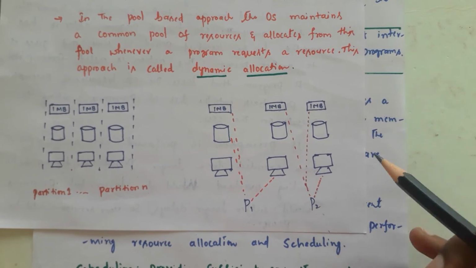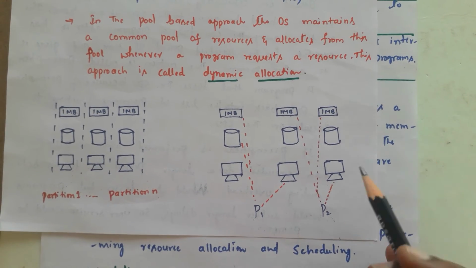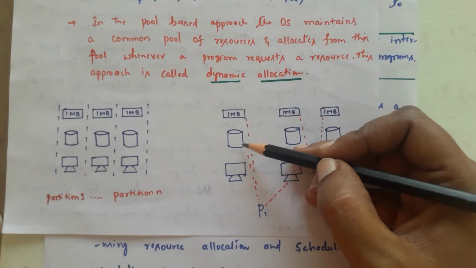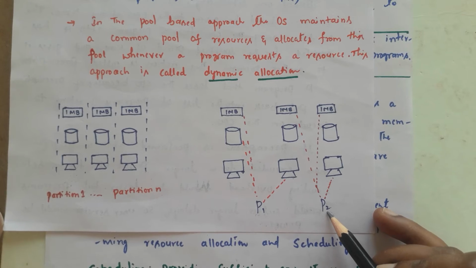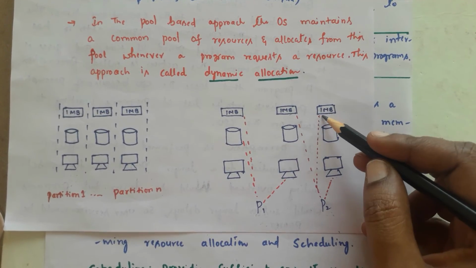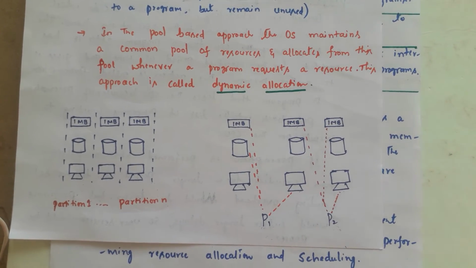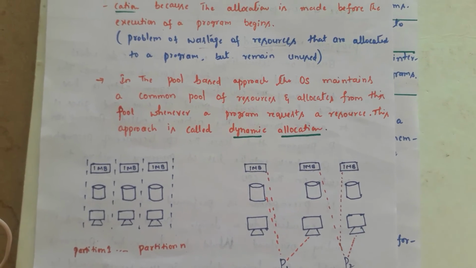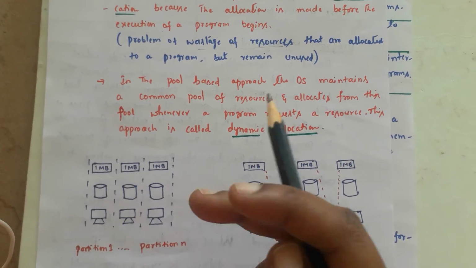So here, based on the requests given by programs, we will allocate the resources. You can see here program P1 has requested a monitor, a disk, and 1 MB of memory, whereas program P2 has requested a monitor and 2 MB of memory. Whatever they have requested, only that much will be allocated, whereas in partitioning, the available resources we are simply allocating. They may use or they may not use. That is where the resources are wasted.